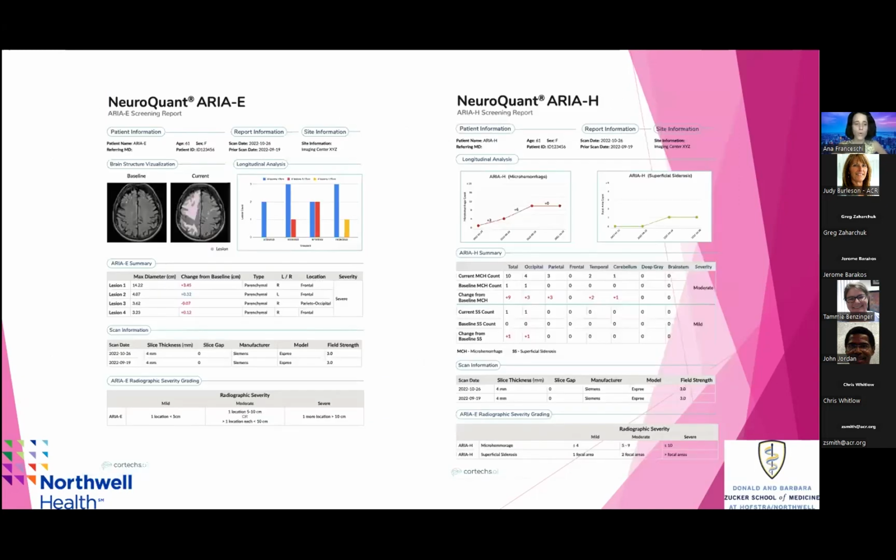Similarly, this is Cortex's example, kind of along similar lines. They have tools for both ARIA-E and ARIA-H detection. And again, one key thing that Greg already mentioned in his talks, the majority of these tools in development were trained on 2D FLAIR, so not on 3D sequences, which are commonly used in clinical practice, especially at academic centers, and also solely on GRE and not an SWI sequence. So we have yet to see how helpful they will be in real life practice. And currently the product that Echometrics developed is undergoing FDA review.